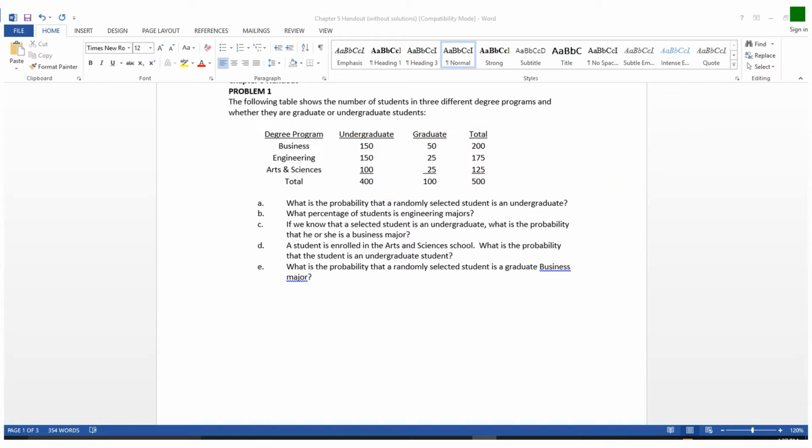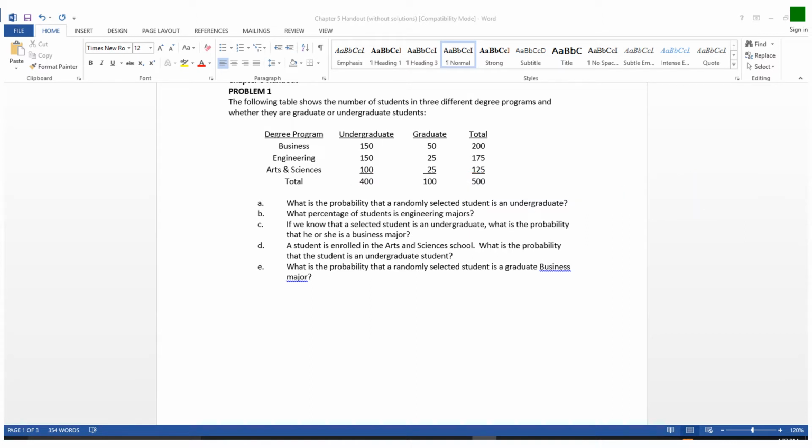Now, look at letter A. It says, what is the probability that a randomly selected student is an undergraduate? That is not a conditional probability. I'm going to label that as a margin. And to locate the answer, I go to the undergraduate. I see that's 400, and I know that the total is 500 in terms of everybody. So the answer for part A would be to simply take 400, divide that by 500, and your answer would be 0.80. But again, label this a margin, that is not a condition. So that would be the answer to part A.